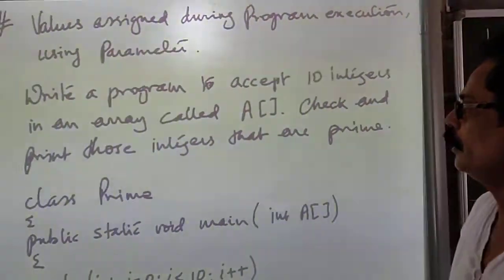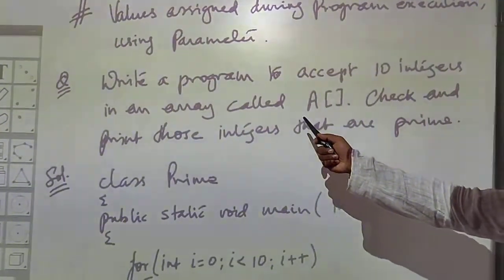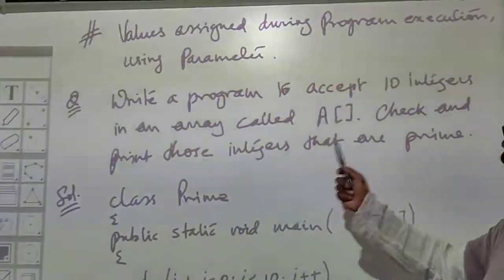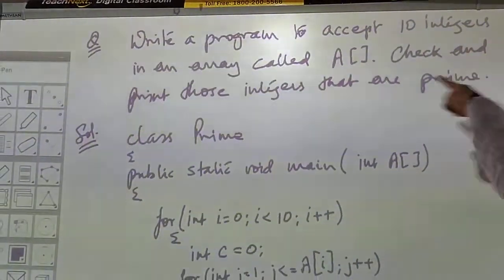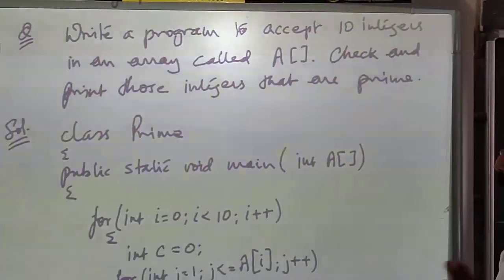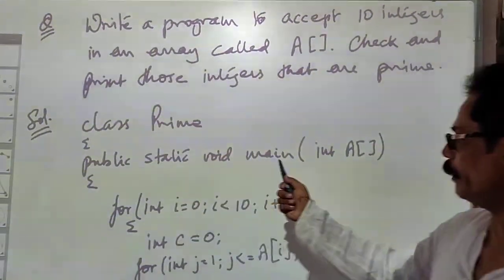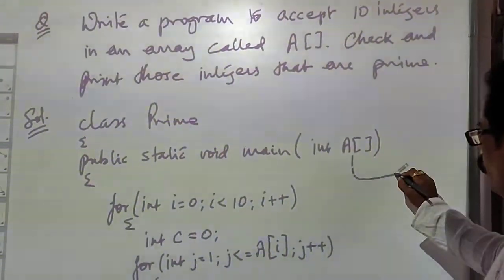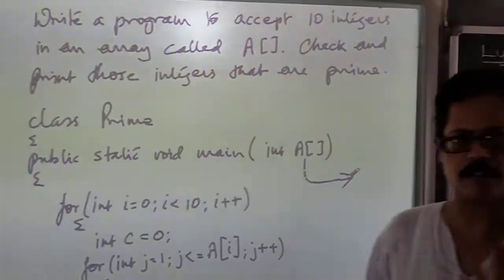So using parameter, you write a program to accept 10 integers in an array called A, check and print those integers that are prime. So here what happens, you have to accept 10 integers in an array. Now see how I have written class prime, public static void main. I have written int A[]. What does it mean? Or how many elements can it store? I have already discussed this in the last class.